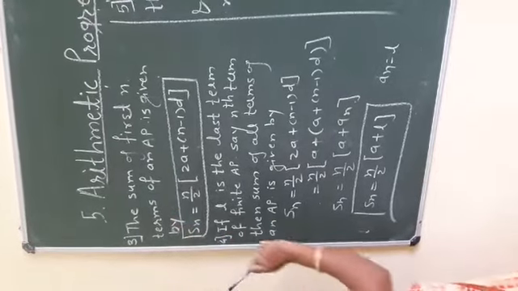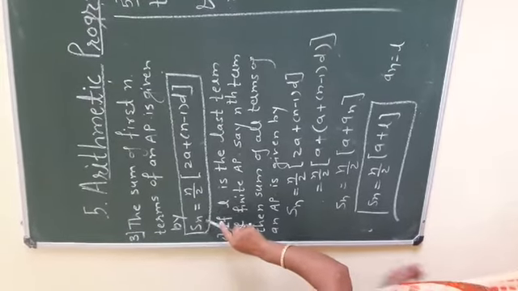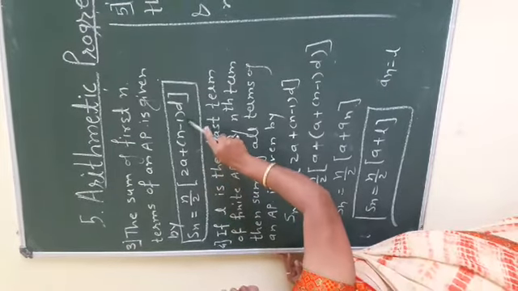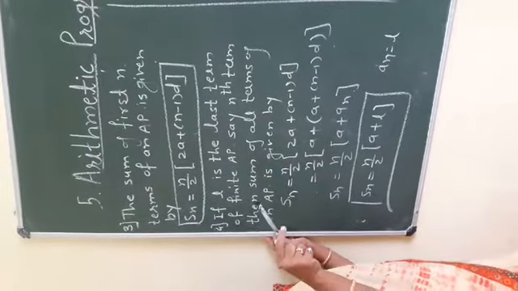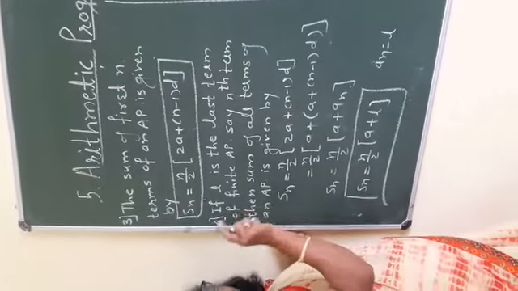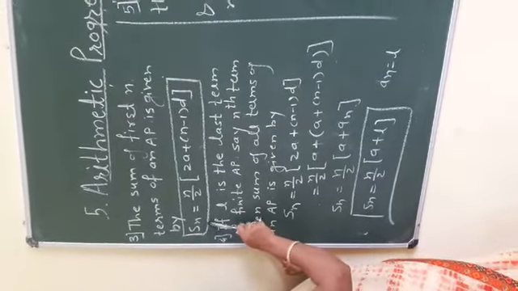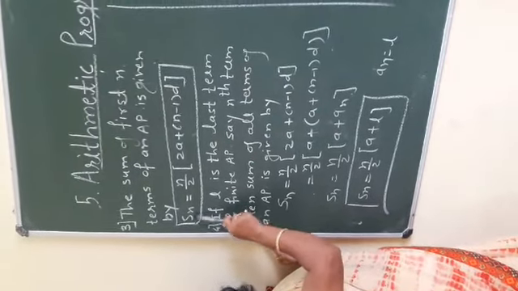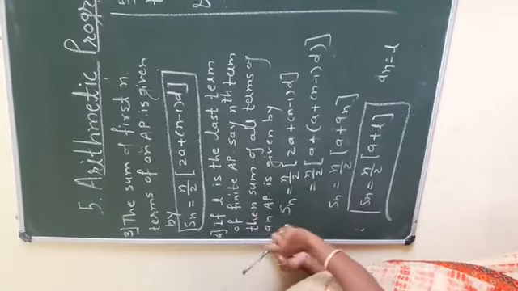The sum of the first n terms of an AP is given by the formula Sn is equal to n by 2 into (2a plus (n minus 1) d). Before that, the formula in the second point was for the nth term: an is equal to a plus (n minus 1) d. Here we are finding the sum of the terms, that's why we denote it by Sn, and the formula I have just explained.